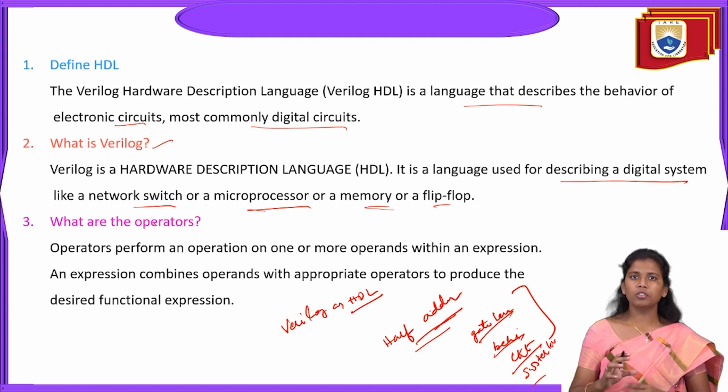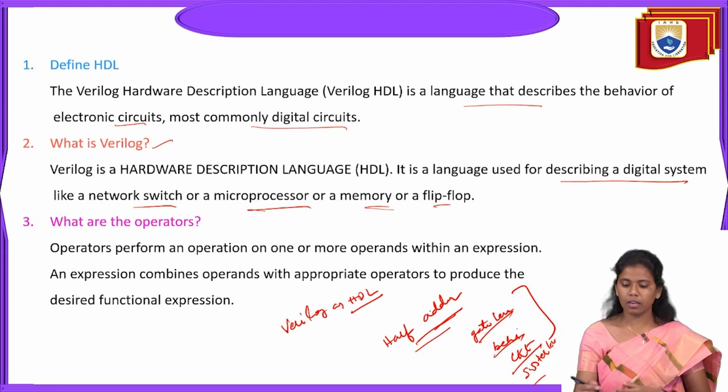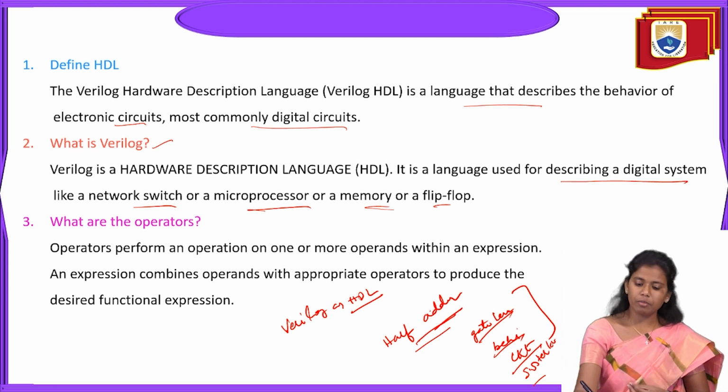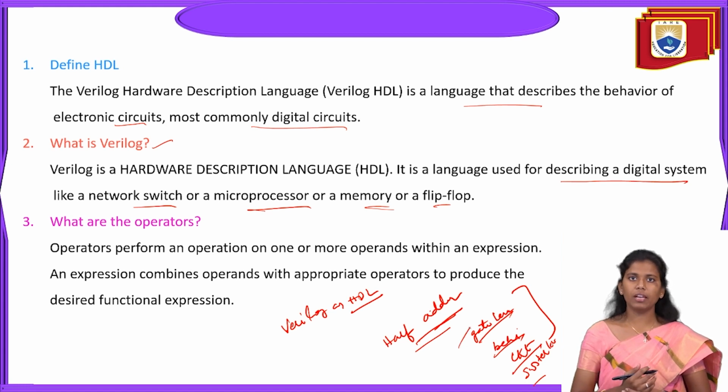In order to develop all these kinds of digital modules, we have to describe them with certain levels of abstraction. We have to design them with certain levels of abstraction, and those abstractions are with respect to the gate level, behavioral level, circuit level and switch level as well.